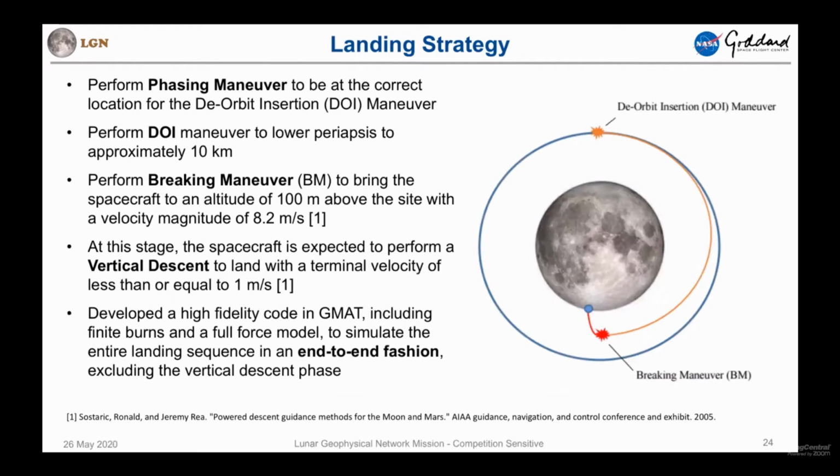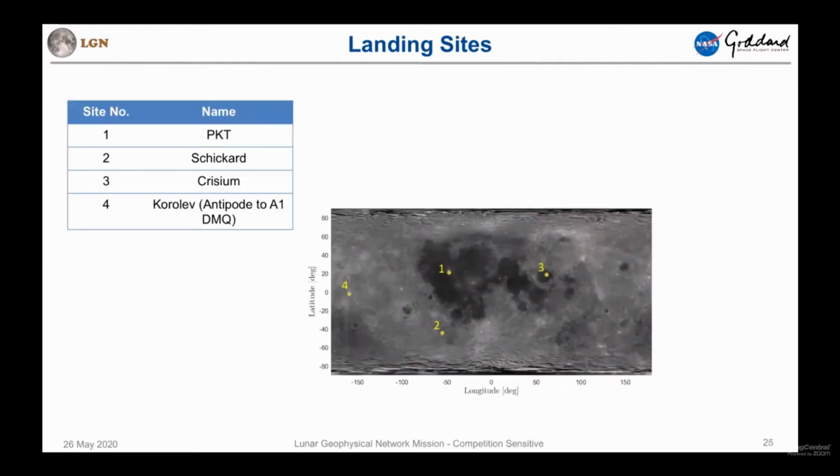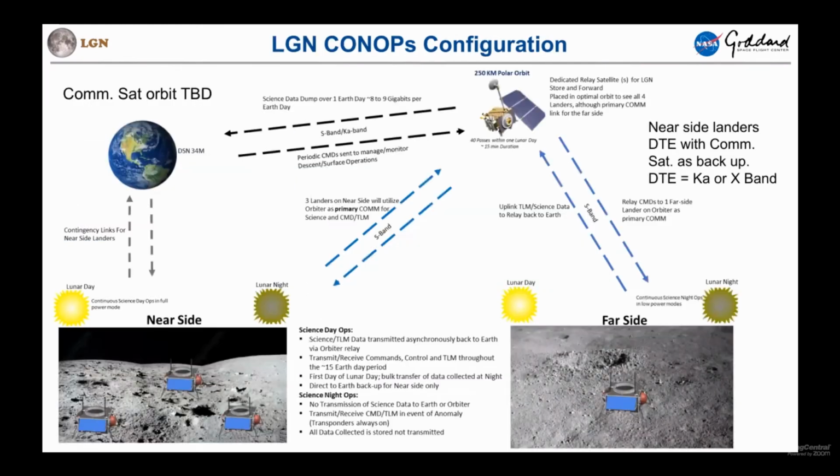So again, this is how we looked at it, and the landing sites are shown there with our PKT, Shikard, Chrysium, and Korolev Basin sites. CONOPs for communication: near side land with a contact as backup, and then looking at Ka or X-band for those particular communications. And the orbit for that COMSAT, you'll see in some of the charts, it's 250 kilometers. We just keep it the same.